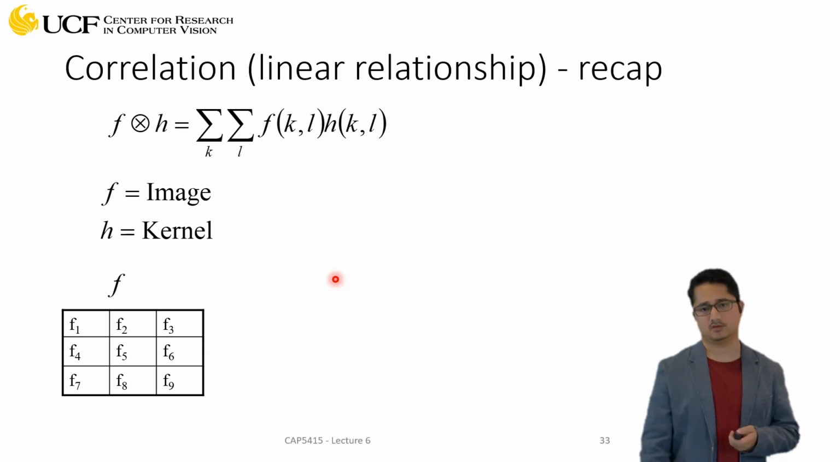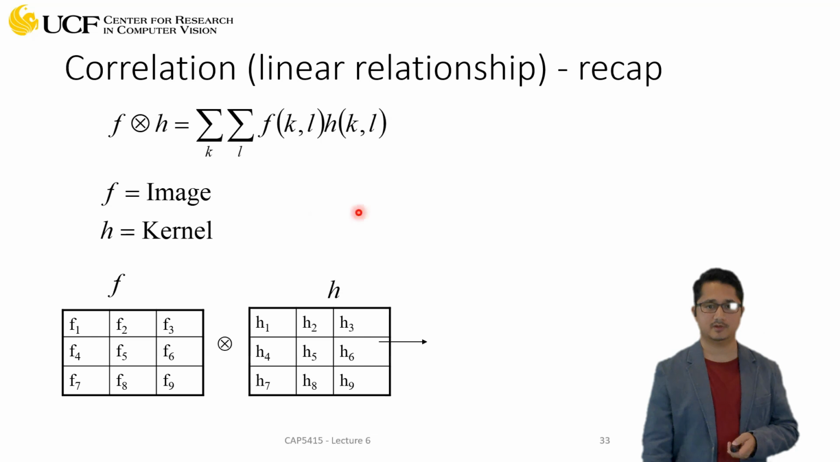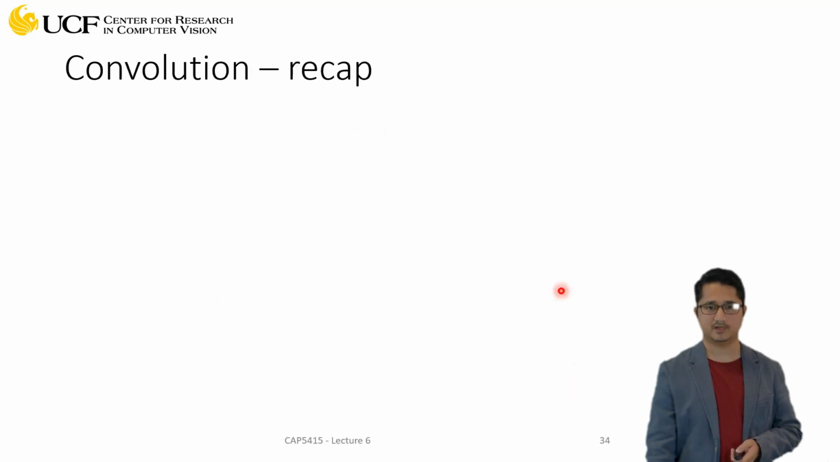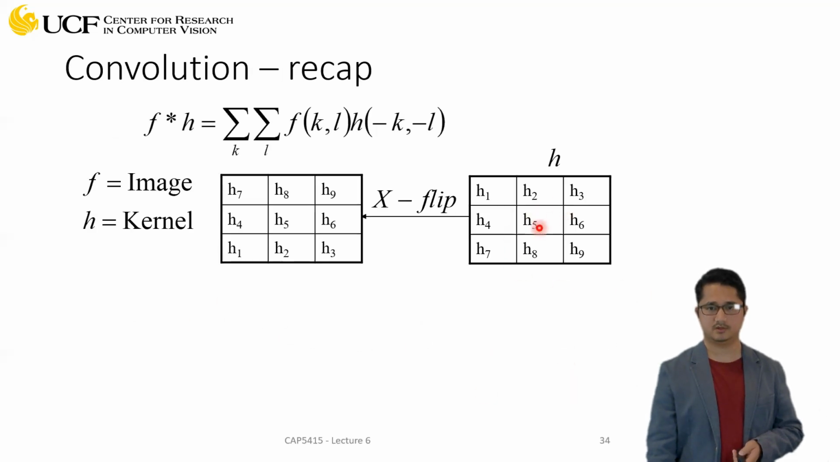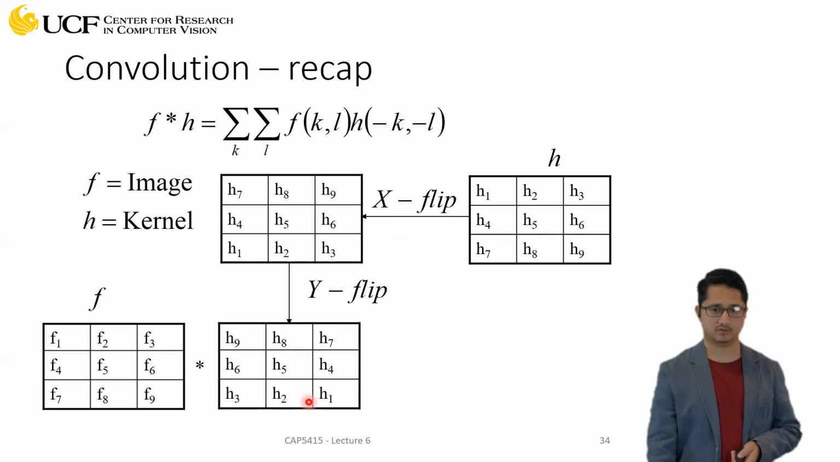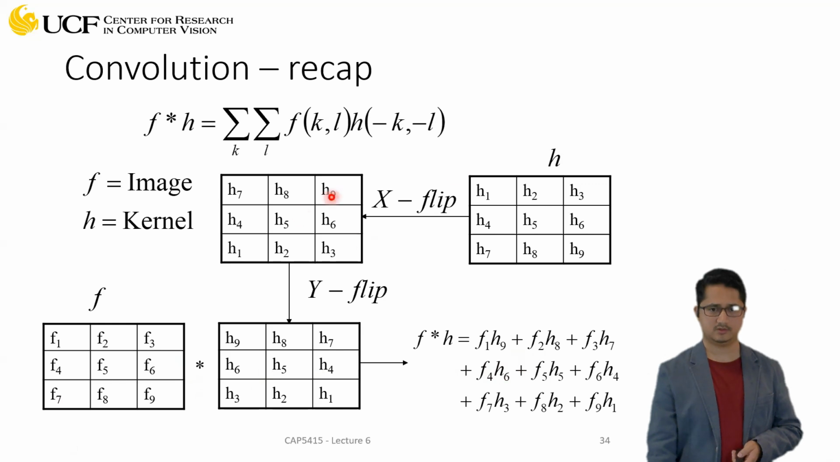What's the difference? Conceptually, they are basically the same set of operations. The only difference is you have to flip your kernel in both axes to match convolution with correlation. So this is the basic correlation operation: it's just taking element-wise multiplication and adding up the values. And convolution is when you flip your kernel and then perform the correlation operation. So you have two extra steps.